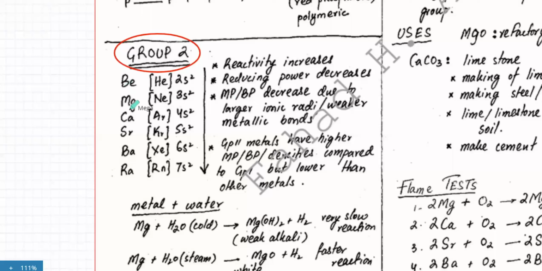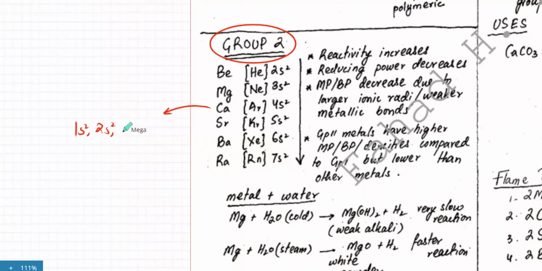So if you write the electronic configuration of any one of them, calcium would be 20 electrons, so that's 1s2, 2s2, 2p6, 3s2, 3p6, and then there's going to be 4s2. So the outer shell has 2 electrons.